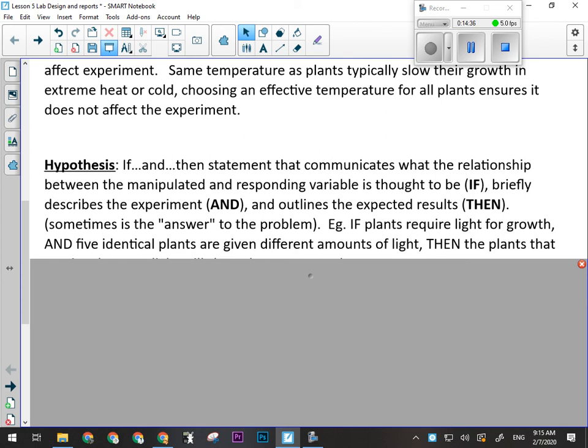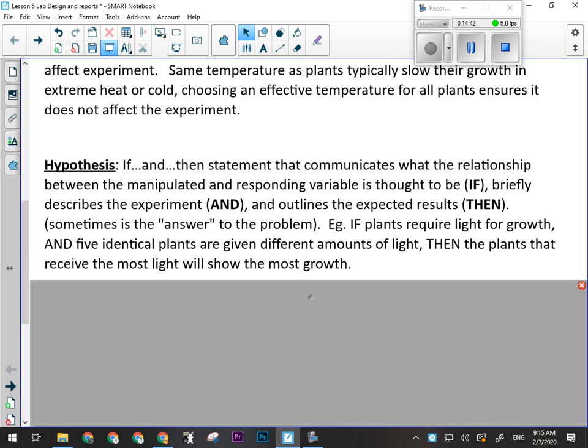And the then part is, what are my predicted results? Well then, the plants that receive the most light will show the most growth. I'm going to be right or wrong on that. Now, if I do this and I have one plant that's in total darkness, that plant's going to what? It's going to die. If I give one plant 24 hours of sun per day, what's going to happen to it? It's going to die.